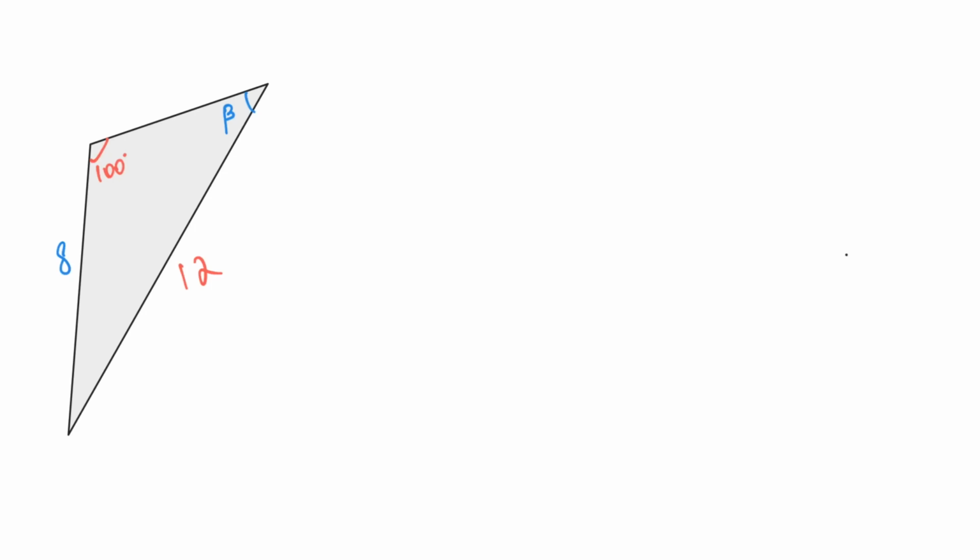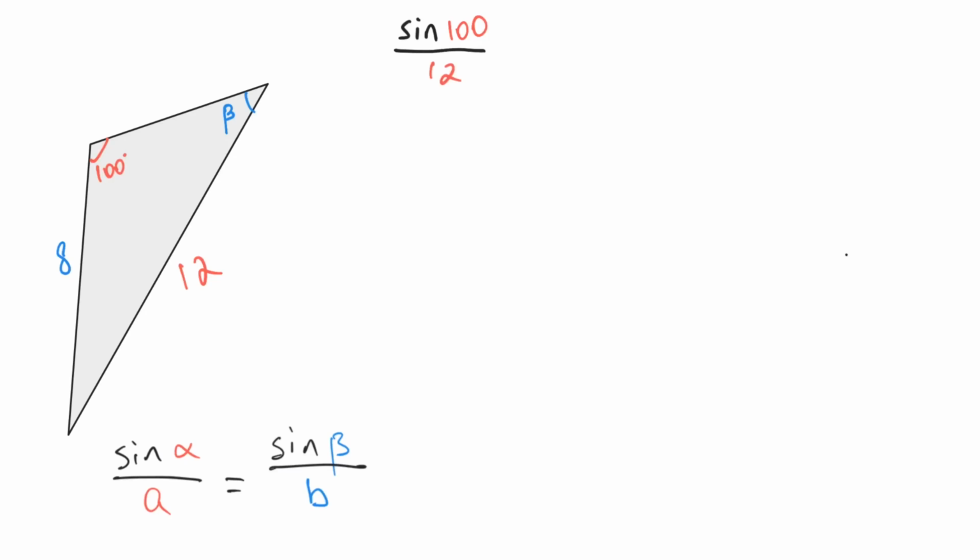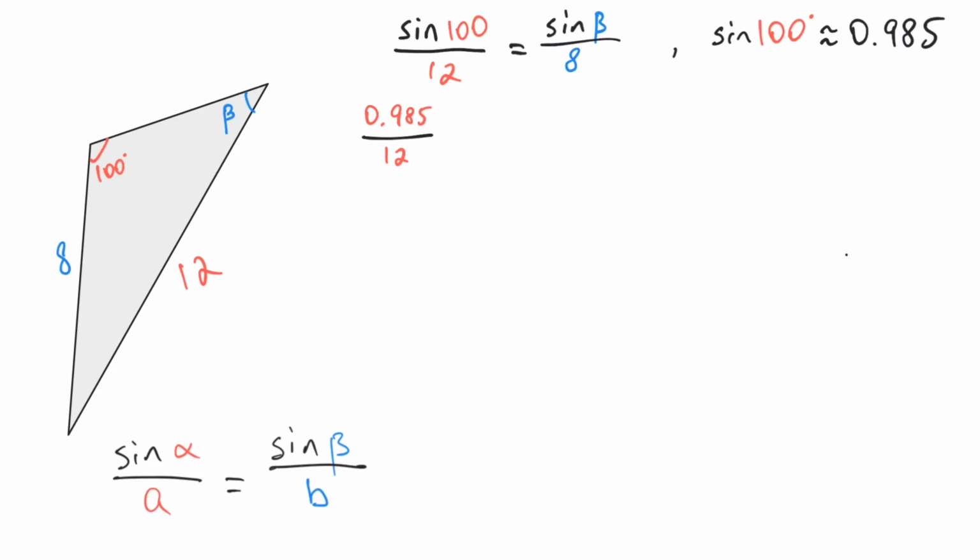Let's rewrite the law of sines. We know that sine of alpha over a is equal to sine of beta over b, right? So in our case, it's sine of 100 divided by 12, because it's the opposite side, is equal to sine of beta over 8, because once again, it's the opposite side. To find out sine of 100, we need to plug it into a calculator, of course using degrees and not radians, and we know that it's about 0.985. So let's plug that back in. We have 0.985 divided by 12 equals sine beta over 8.